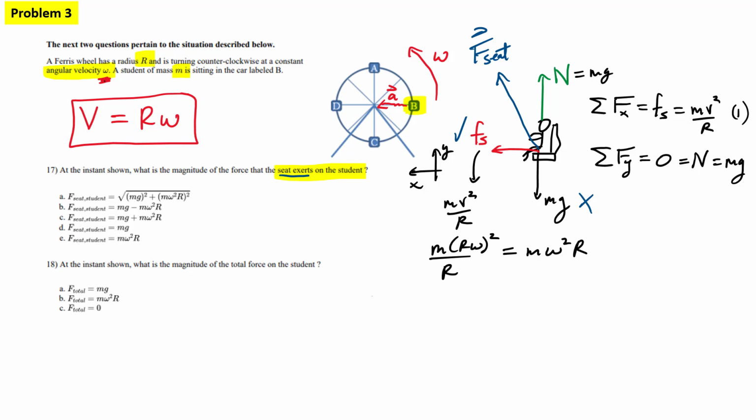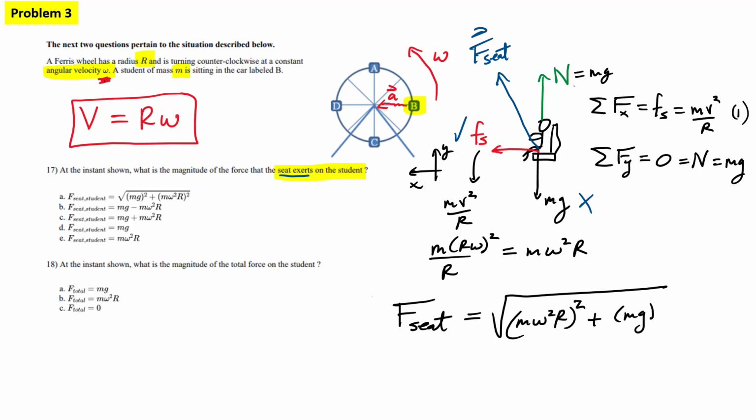Now we're going to use Pythagorean and simply sum the squares of the different components. So my total force from the seat acting on the student should be what? Whatever the horizontal component is, in this case m omega squared r, I have to square that, plus whatever the vertical component is. The vertical component is the normal force, but we see that the normal force is also equal to the weight. So you can write it down like this. Right away we can see that the best choice here is choice A. That is the correct answer for this problem. A little bit of a tricky problem.